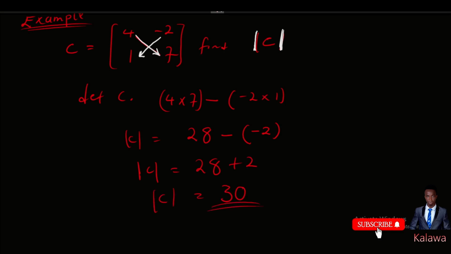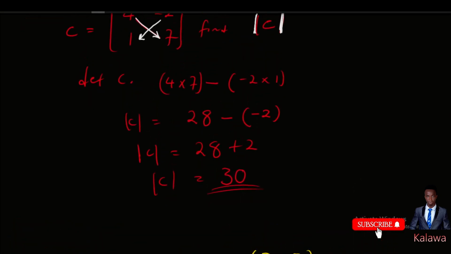So this is how you solve for the determinants of 2x2 matrices. Follow the steps and follow the rules. In mathematics, you always follow the rules. You always follow those steps in arriving at your answer.